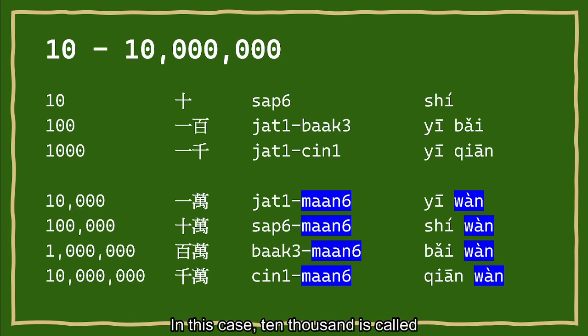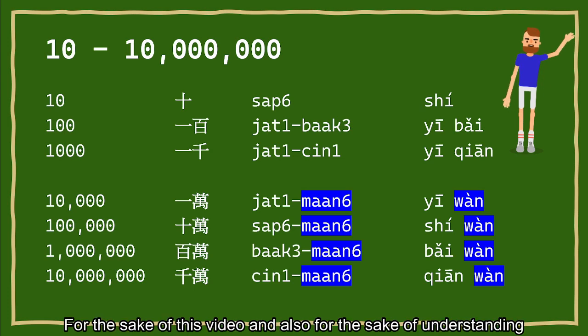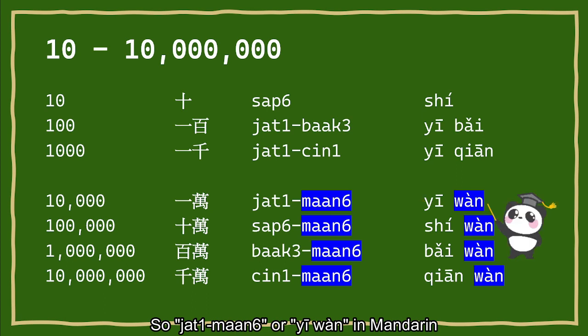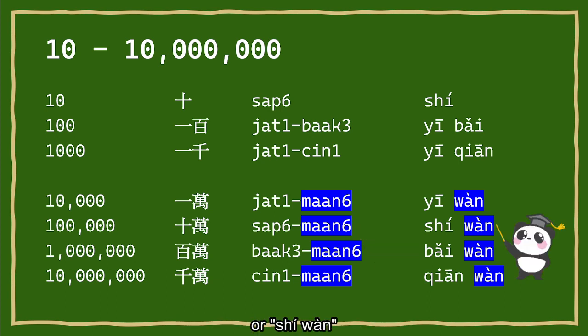In this case, 10,000 is called 1 man. So for the sake of this video and also for the sake of understanding, I'm going to call it a man. So 10,000 is 1 man. We've got 100,000, which is 10 mans.